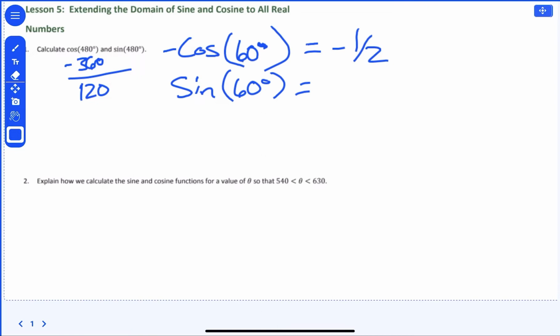Now, what's the sine of 60? Square root of 3 over 2. And we don't have to do anything with that. We just leave it because it's positive. That's all you have to do. Know what quadrant you're in. Know what your reference angle is. Those are the two keys.